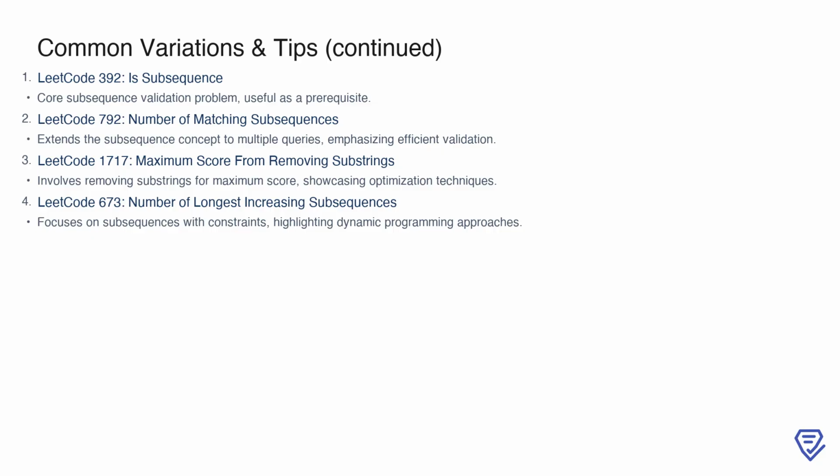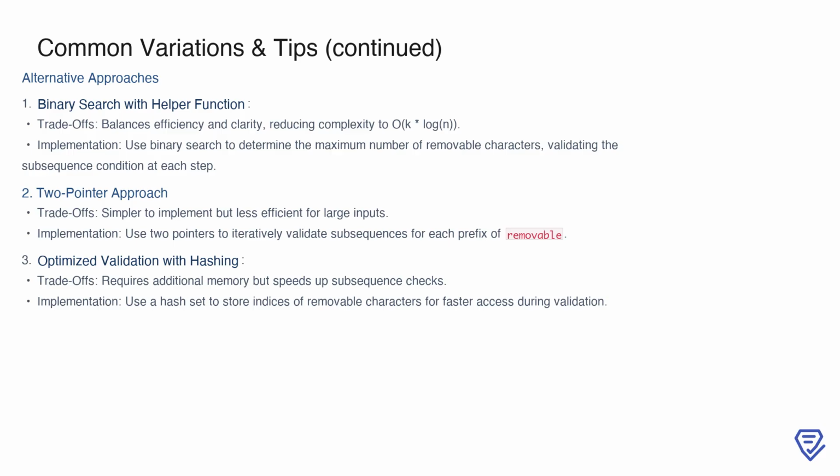There are several alternative approaches to solving this problem, each with its own trade-offs. The most efficient method is using binary search with a helper function. This approach balances clarity and performance, reducing the overall complexity to O(k*log n). With binary search, you can systematically determine the maximum number of removable characters while validating the subsequence condition at each step. Another option is the two-pointer approach, which is simpler to implement but less efficient for large inputs.